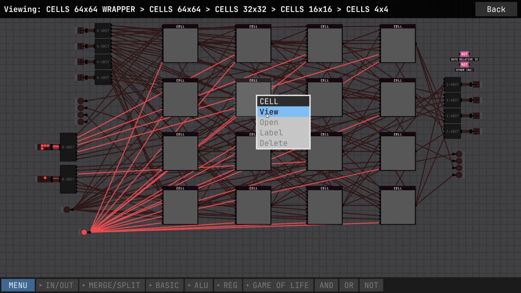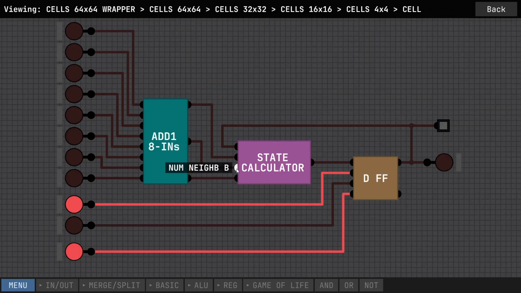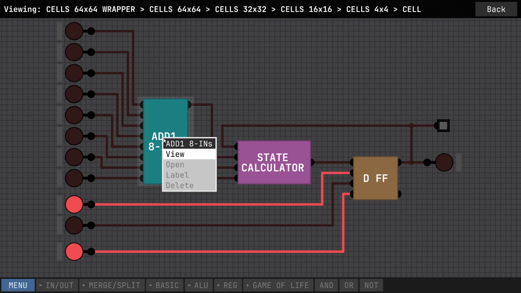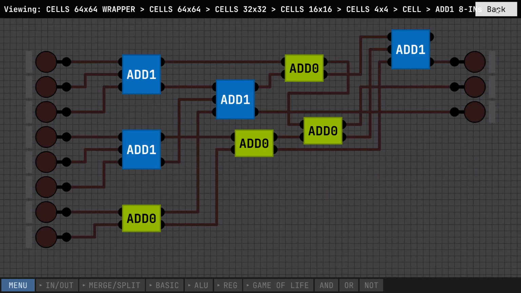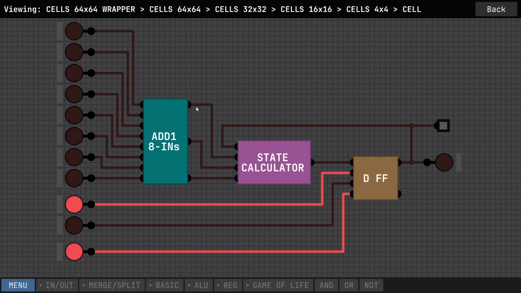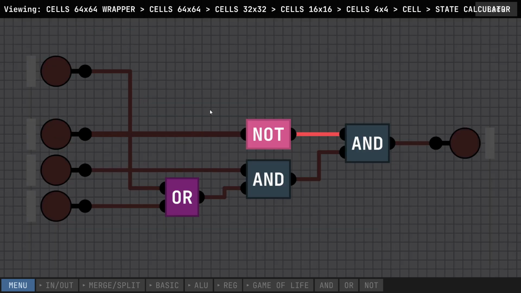And then the way those cells update, they basically here take the 8 neighbor pins. I just throw them into an adder that adds them up to a nice binary output. Then I have here this binary number. And this goes into the state calculator that determines if it should be alive or not in the next state.